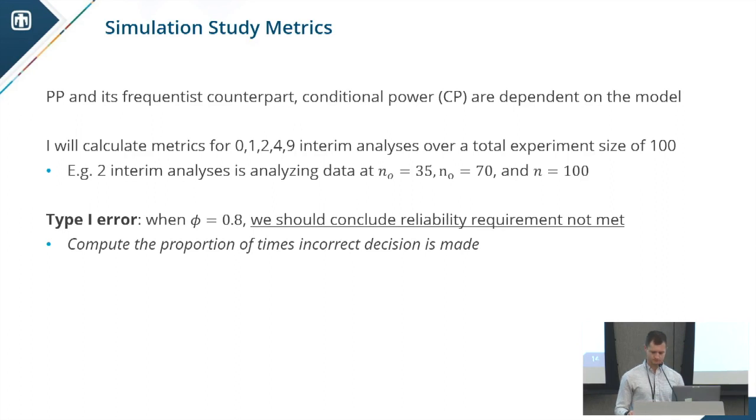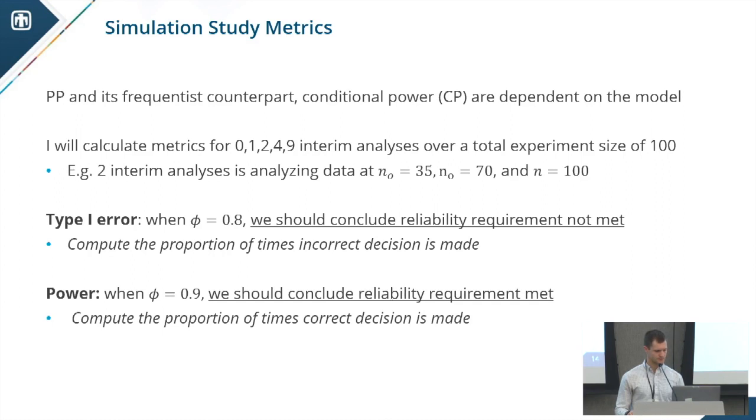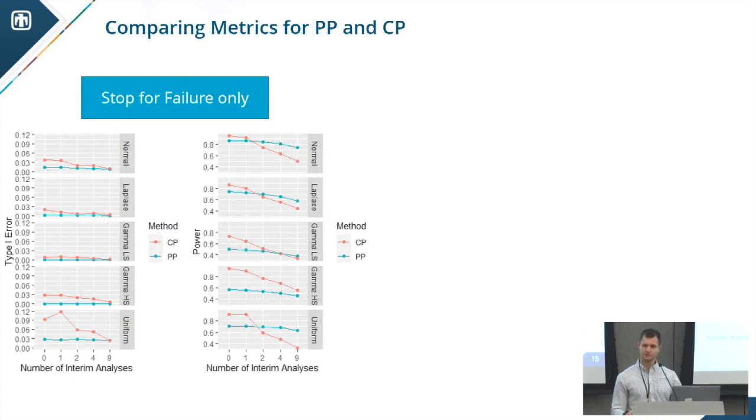The main metrics that we're going to look at are the type 1 error rate of using predictive probability and conditional power, as well as the type 2 error rate for both of those. So remember, the model that I'm fitting to the data is a normal model, but I'm going to generate data from models that are not necessarily normal. That way I can compare what happens when I assume the data is normal, but in fact the data is not normal. Here first is when I only consider stopping early to declare a failure.